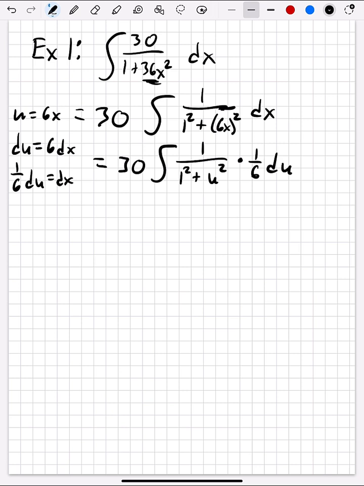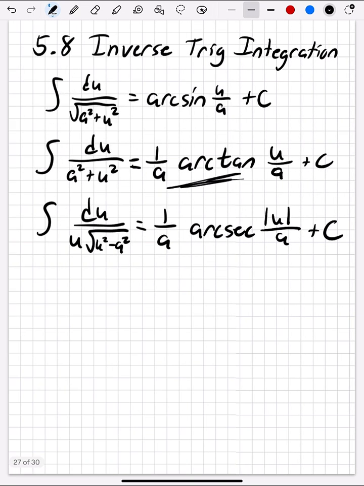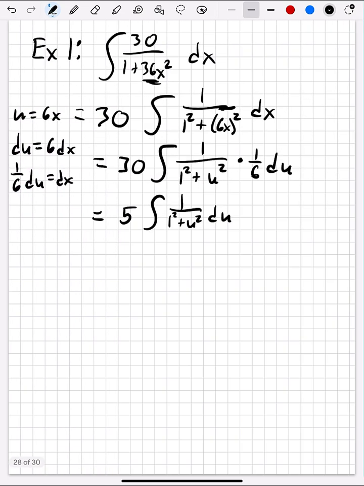All right. Well, the 1/6 can be brought out and multiplied by 30 to say, well, that's 5 over 1 squared plus u squared du. Okay. Now I have this in the form of my arc tangent. I've got du over a squared plus u squared. So now I just make the necessary substitutions into my inverse trig integral here.